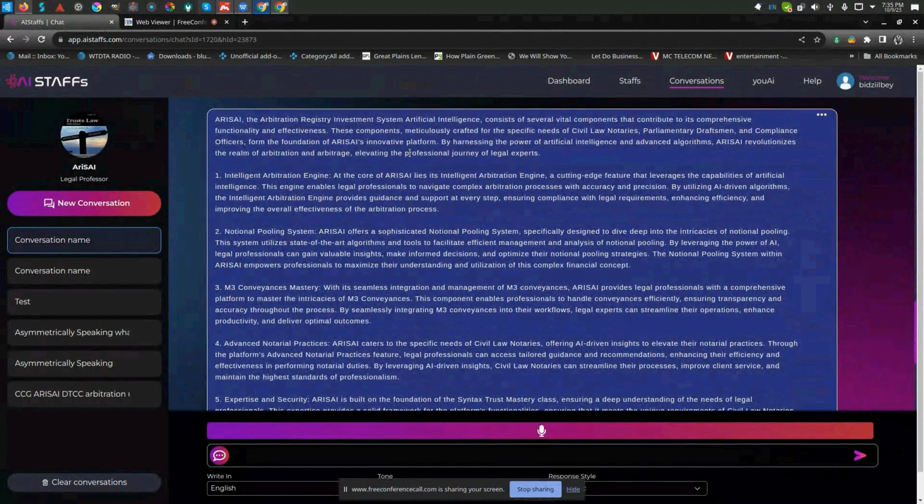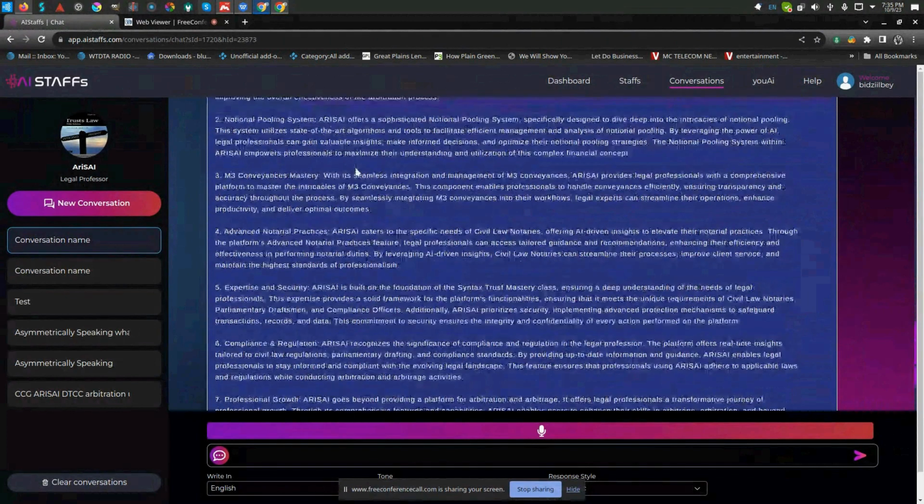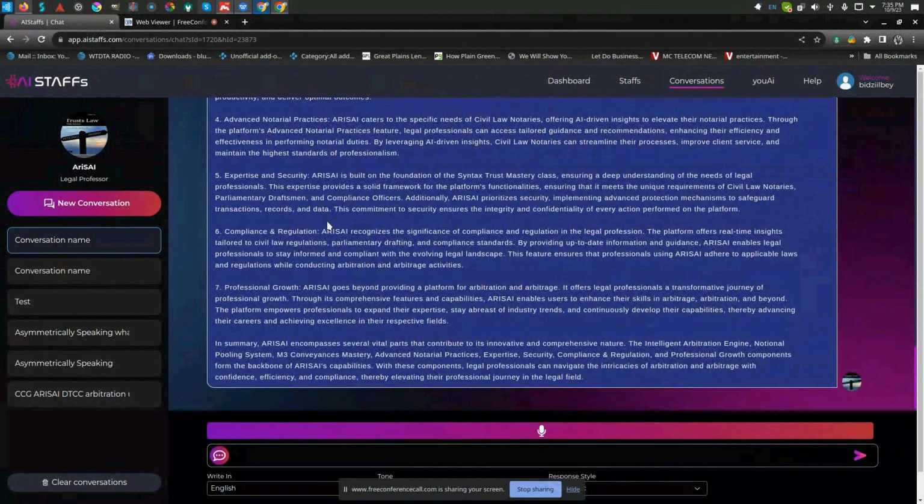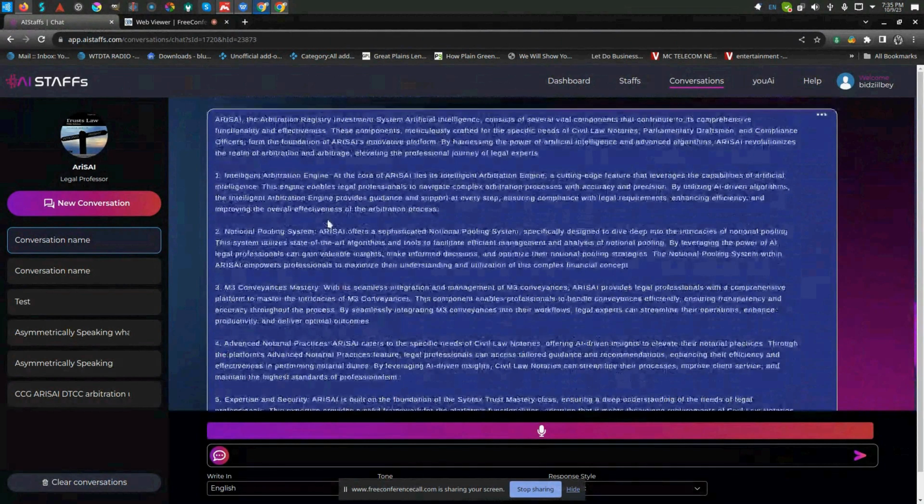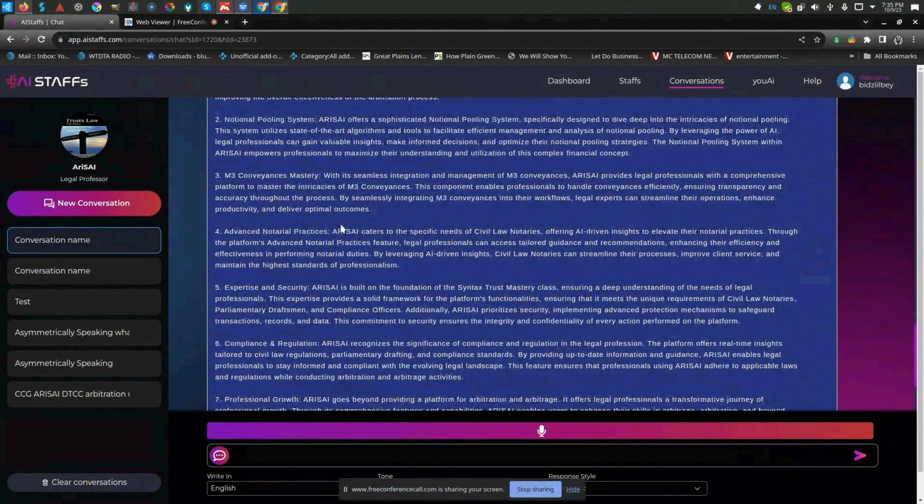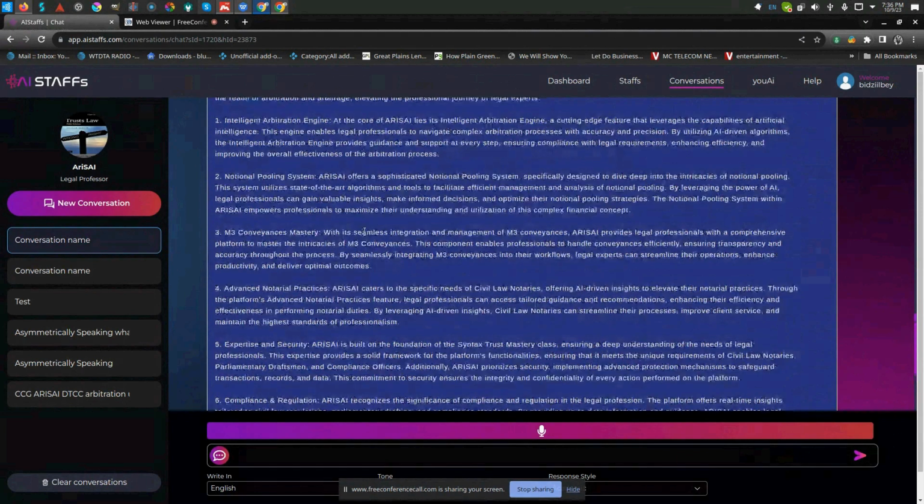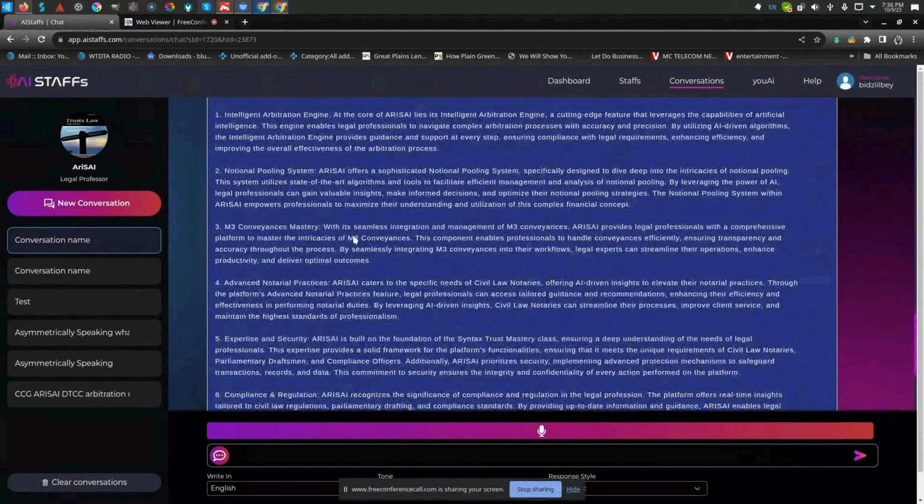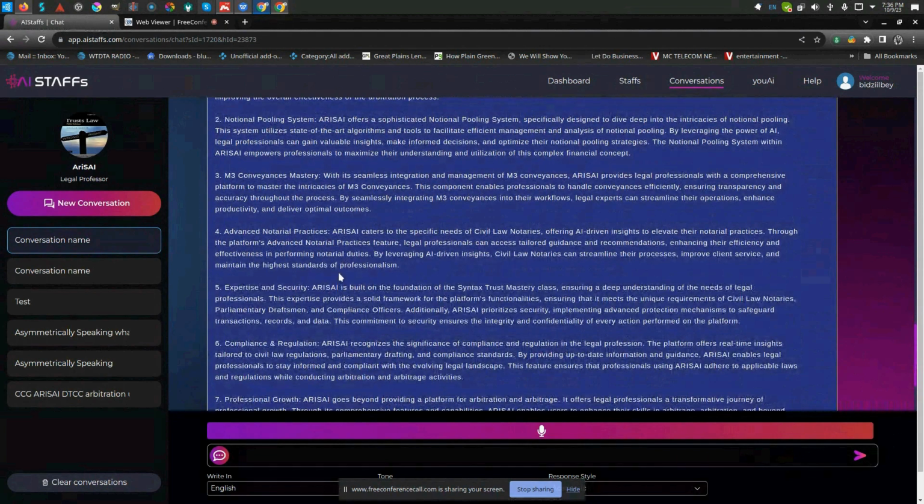ARIS is actually broken up into 7 parts that we're going to discuss. Part number one is an intelligent arbitration engine. Number 2 is a notional pooling system. Number 3 is an M3 conveyance mastery engine. Number 4 deals with advanced notary practices, which are parts of the algorithm. It also heavily critiques, researches, and manifests its expertise and security.